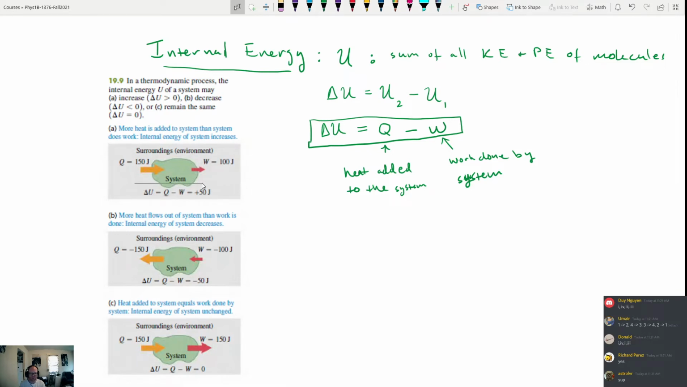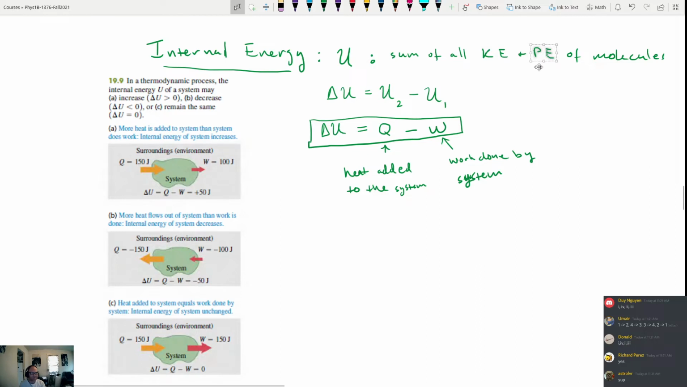Okay? If more heat flows out of the system than work is done, so if negative 150 joules of heat flows out of the system, and this happens because work is done on the system, let's say, then you end up getting Q minus W. So what do you get? Negative 150 minus negative 100 is going to be negative 50. So now the system's internal energy has gone down. What does that mean? That means the particles are moving a little bit slower, pretty much. I think it's easiest to think about internal energy as being directly related to the sum of all the kinetic energy of the particles.